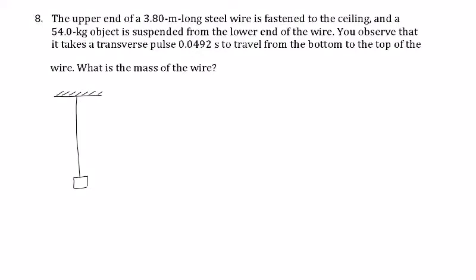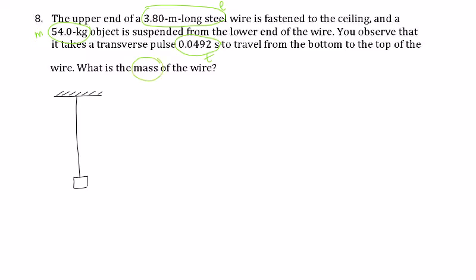The upper end of a 3.8 meter long steel wire, so this is the length of the wire, is fastened to the ceiling, and a 54 kilogram object, so I'm going to call it the mass of my object, is suspended from the lower end of the wire. You observe that it takes a transverse pulse 0.0492 seconds, so this is a time, to travel from the bottom to the top of the wire. What is the mass of the wire?